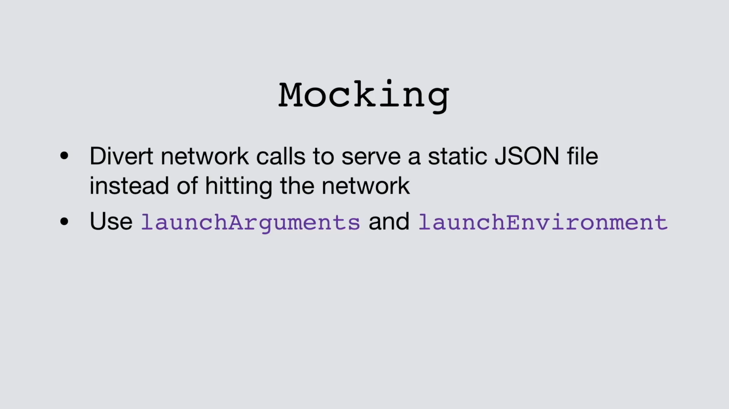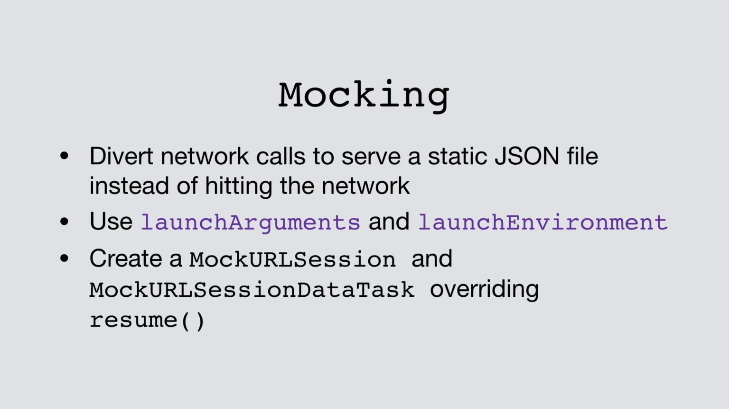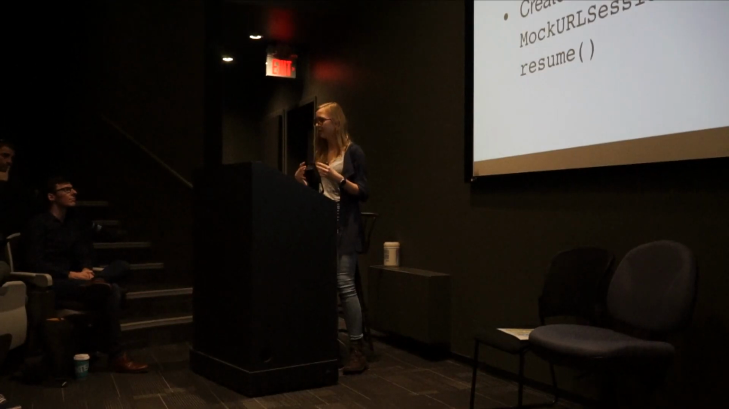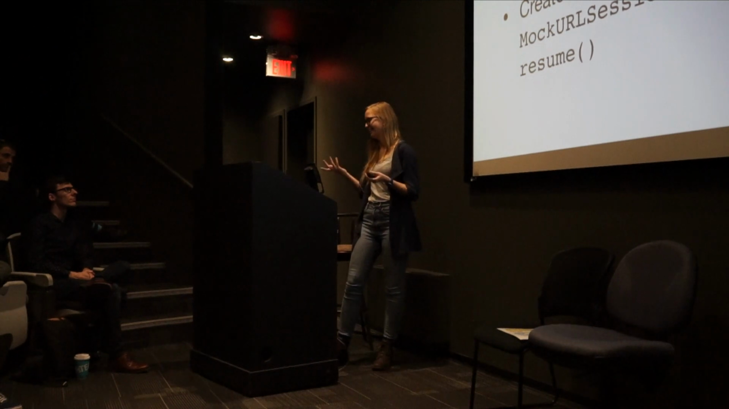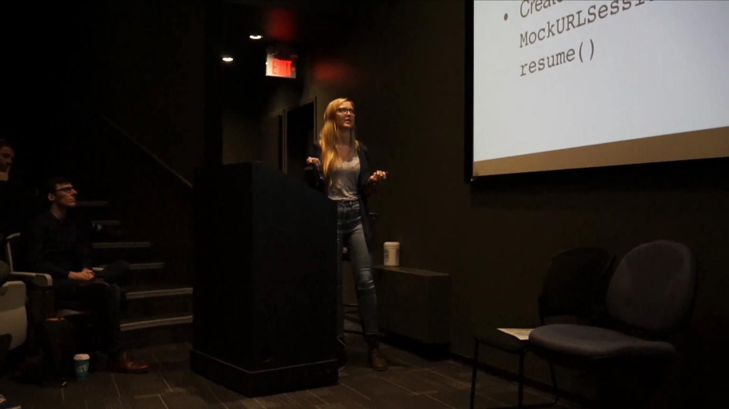All we need to do is pass in certain launch environments from our UI test to let the app know about certain criteria and conditions. For this, we're going to have to implement something like a mock URL session, which is going to have a mock session data task, and we're going to overwrite our resume function. I will show you a bit of code. It's not messy, but it's hard to show in slides, so I encourage you to look at the GitHub repo afterwards.